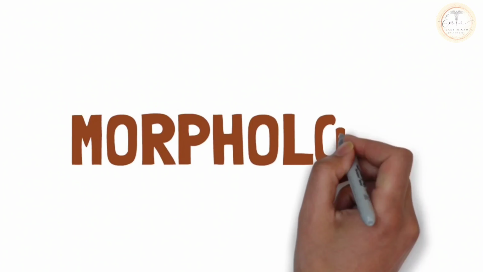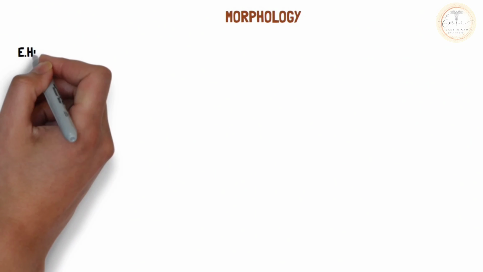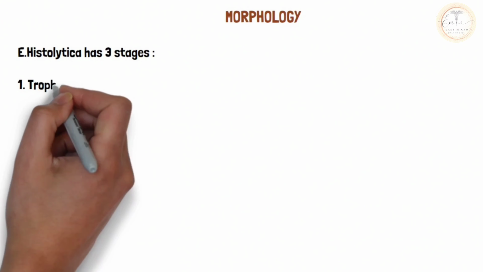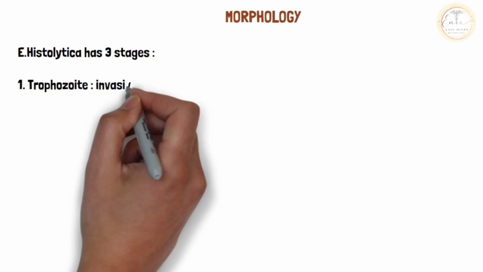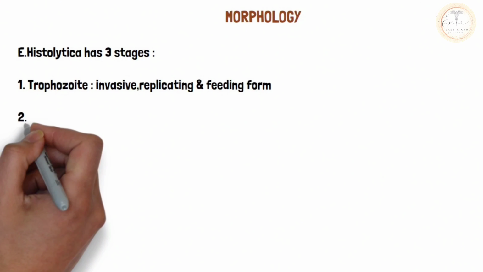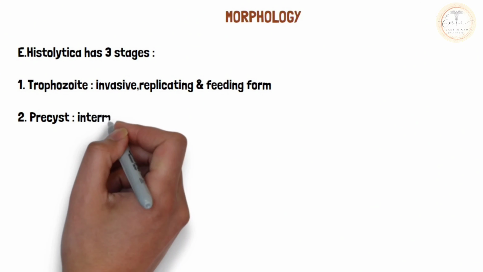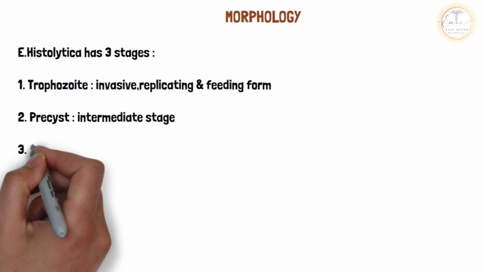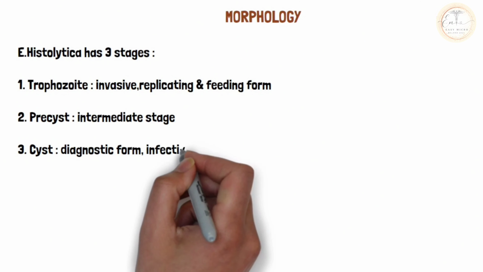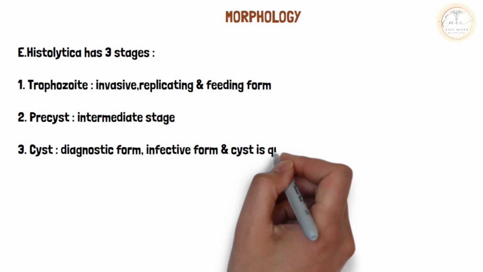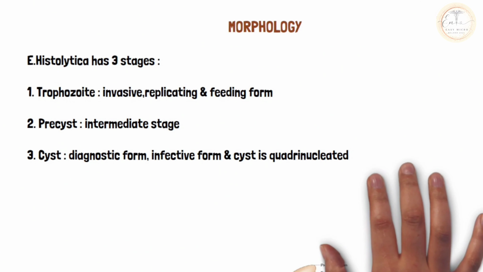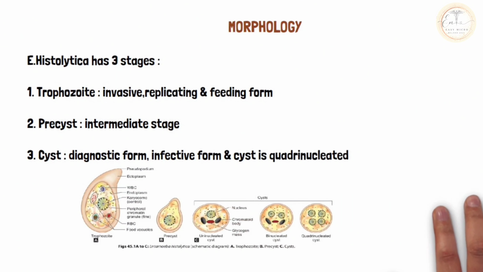The first topic which we are going to discuss today is morphology. Entamoeba histolytica has three stages in its life. The first stage is the trophozoite, which is an invasive, replicating and feeding form. The second stage is the precyst, which is an intermediate stage and doesn't have any importance. And the third stage is the cyst, which is the most important form. It is an infective and diagnostic form, and the cyst is important in lab diagnosis. The cyst has 4 nuclei, so it is called quadrinucleated.